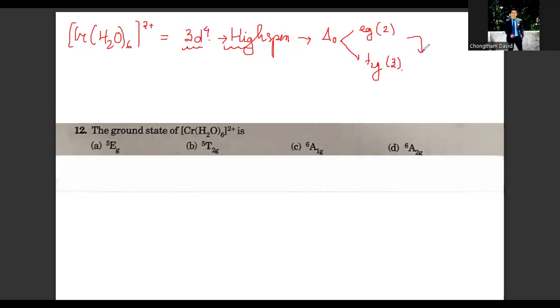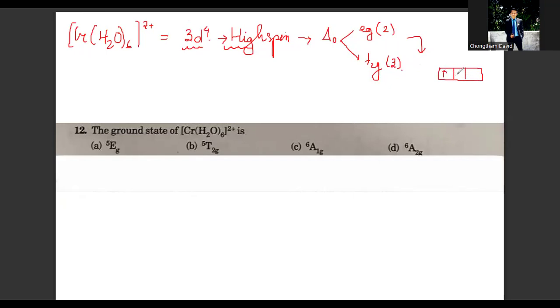Moving on to the last step, the electron distribution. Since it is a high spin complex and the electron configuration is already known, 3d4, the electrons will fill the orbitals according to Hund's rule. 3 electrons will occupy the t2g set, and we shall write it here in the orbital diagram.